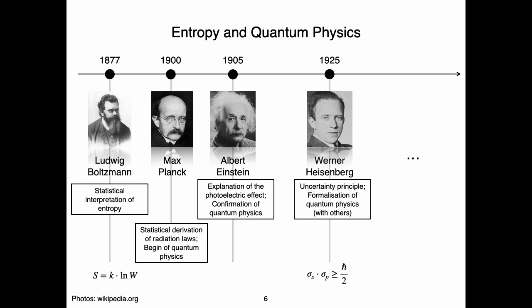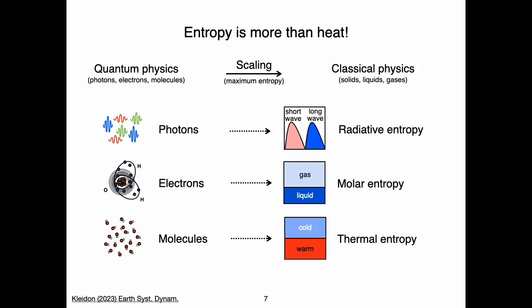But now, what does that actually mean for entropy, and when we bring this concept back to the Earth system? What it means is that entropy is more than just heat, because in the quantum world of things, we can distribute energy over photons. These are the carriers of electromagnetic radiation. We can distribute energy over electron levels in atoms and molecules, and we can distribute energy over vibrational modes of motion in molecules. So that's what I show here on the left-hand side. So we can distribute energy over photons, electrons, and molecules over a certain number of states.